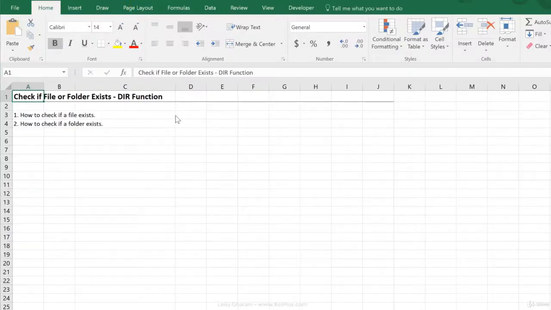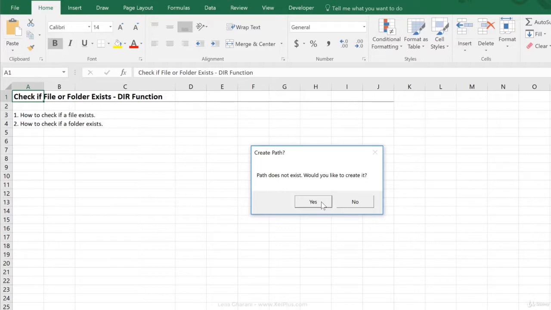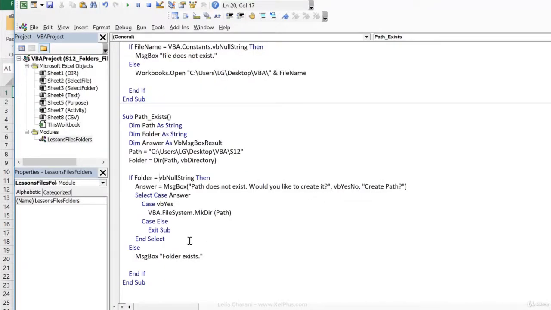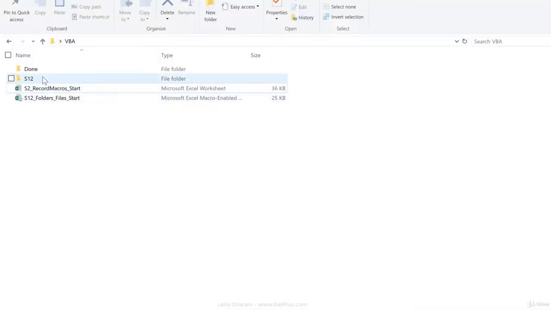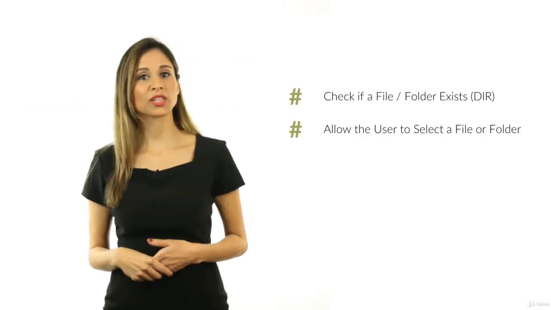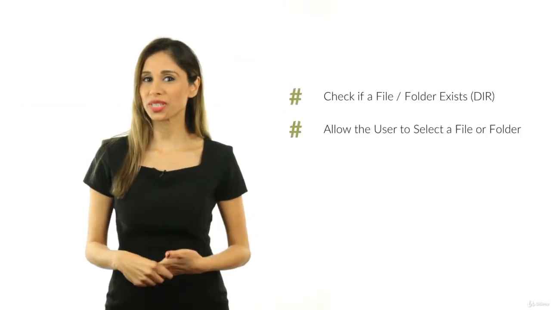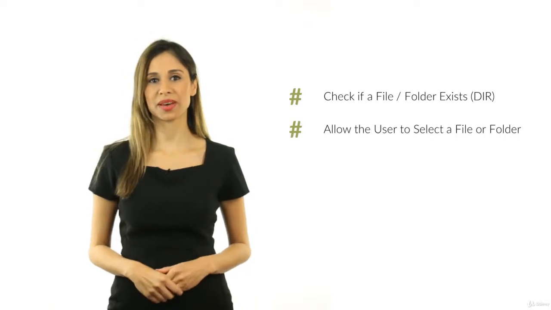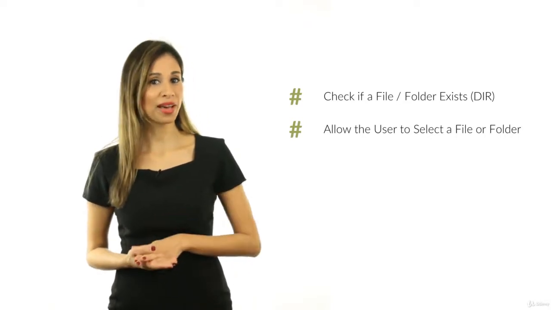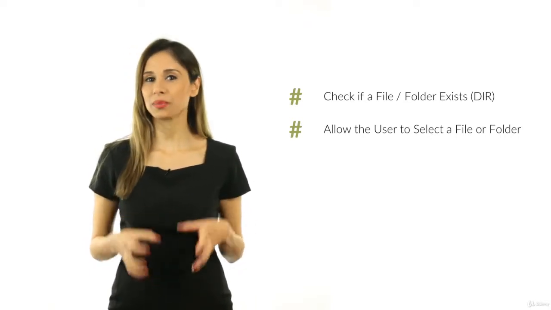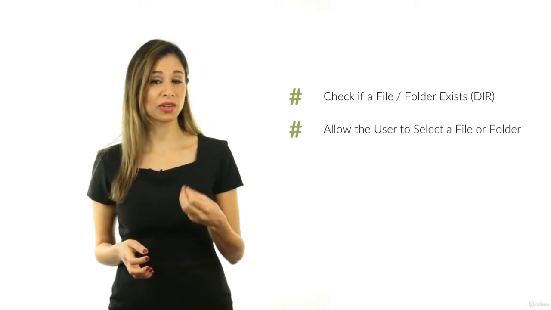We'll do a similar check for a folder, and if a folder doesn't exist, we're actually going to create that folder in the directory. Next up is to write VBA code that gives the user the opportunity to select a specific file. It's called getOpenFileName method, and it really improves the user-friendliness of your tools.